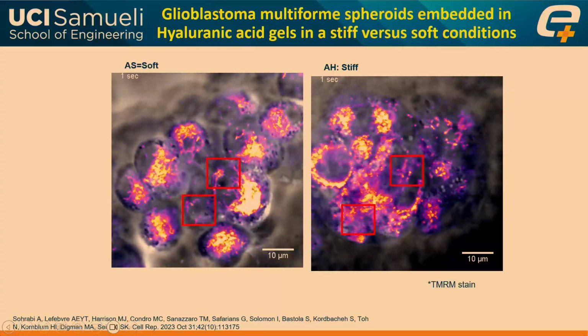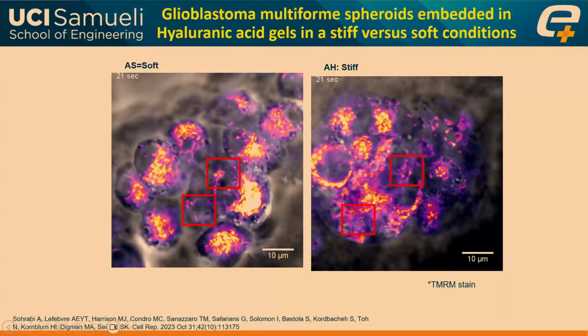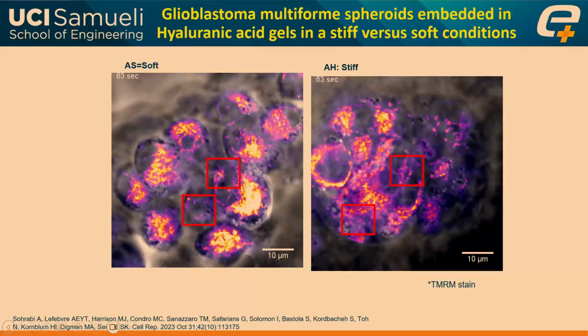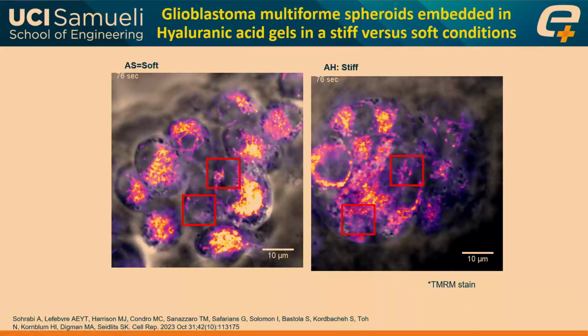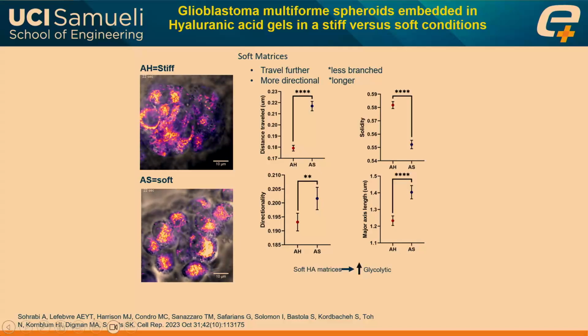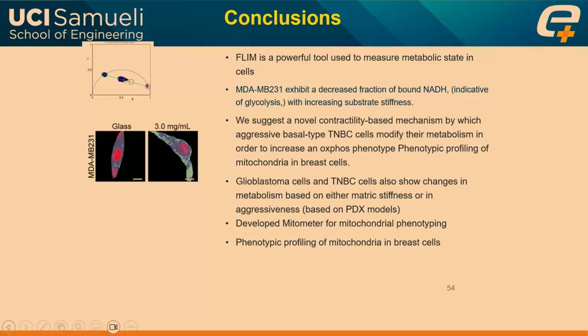So this is what some of the mitochondria look like in 3-dimensional space. This is the hyaluronic acid soft and stiff that you saw earlier. These are the glioblastoma multiforme cells in 3D. And we're able to look at the soft matrices versus stiff matrices, and we see that in the soft matrices, they traveled further, they're more directional, they're less branched, and they're longer. So as you recall, the soft matrices had more glycolytic activity for the tumor itself, and then the stiff hyaluronic acid matrices have more oxphos increase.